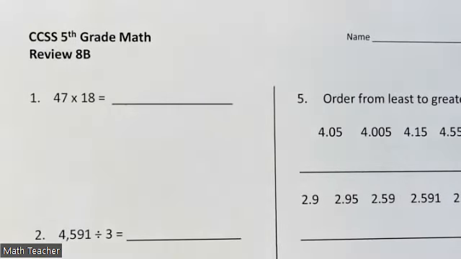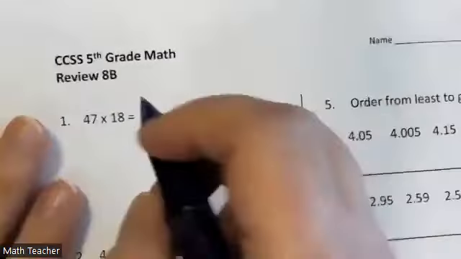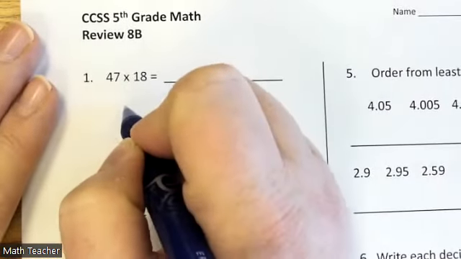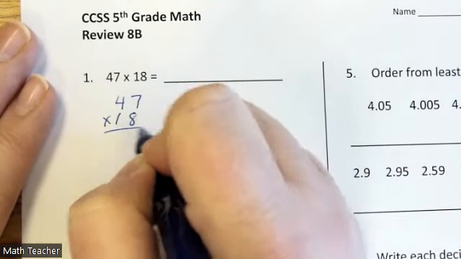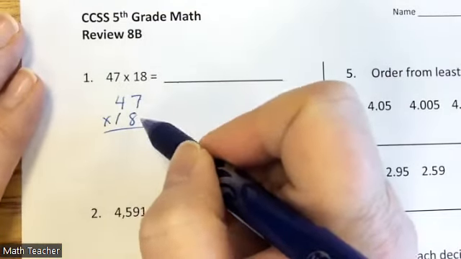Okay, today we're looking at 5th grade Common Core Review, Skill Work 8B. And we have 47 times 18. So we're going to multiply that vertically. 47 times 18. 7 times 8 is 56.